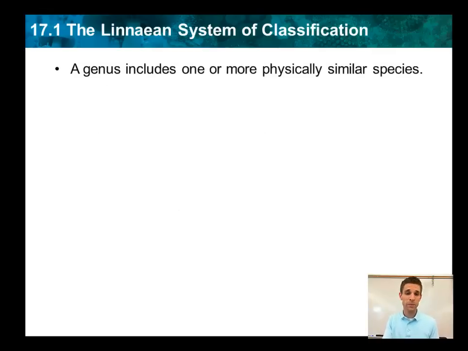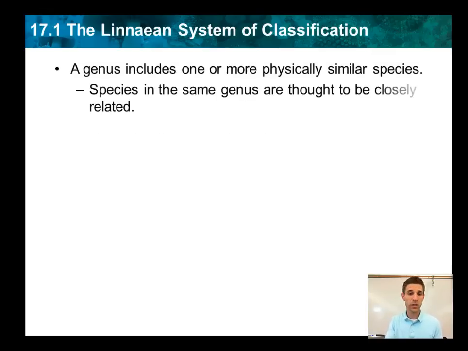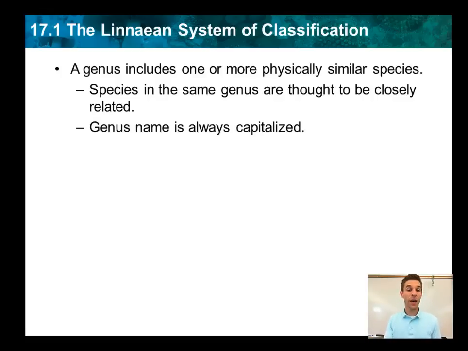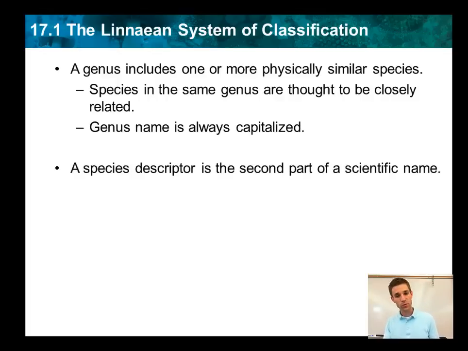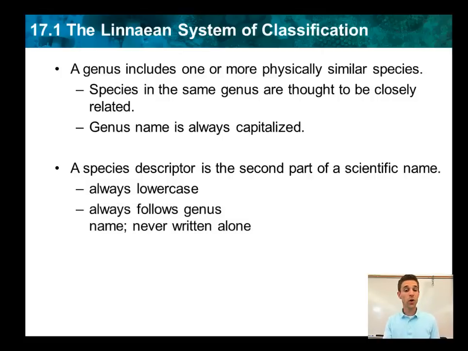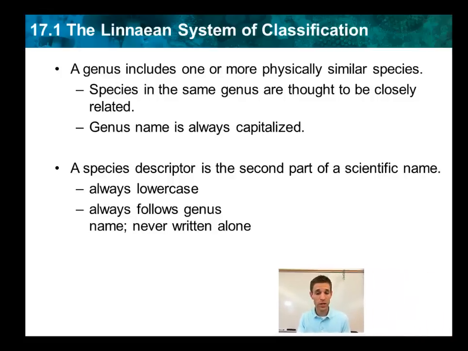So in this system, the first name, the genus, includes one or more physically similar species. Species in the same genus are thought to be closely related. Remember, all the Pagurus crabs are related, or at least they're thought to be related, and they're all given that first genus name because we believe that they're related. And we always capitalize the genus word in the binomial nomenclature, and the species descriptor is that second word in the scientific name, and it's always lowercase. And it always follows the genus name, and it's never written alone. For example, longicarpus isn't a good name for my hermit crab. You have to say Pagurus longicarpus in order to know exactly what kind of hermit crab you're talking about.